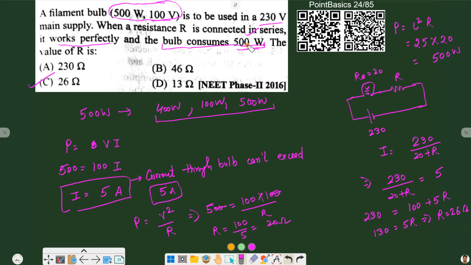So option C, R value is equal to 26 ohms. Moving to the next one.